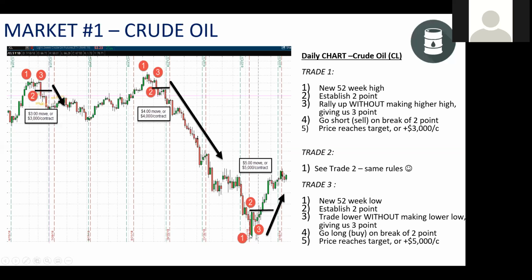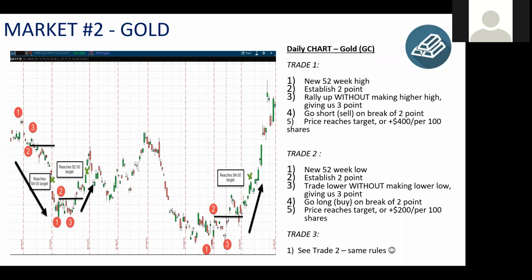Got a last flush low down here, 1, 2, 3. Market breaks above the number 2, and we trade to the upside. So I want you to remember this chart and the subsequent charts because I'm going to show you something really special towards the end. Let's talk about another market, gold.